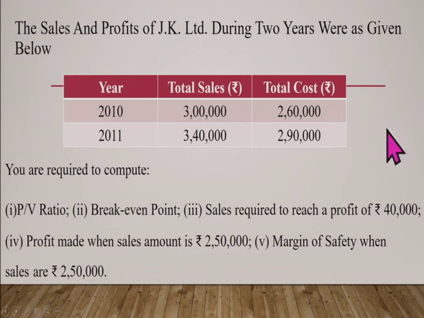In this case, first we have to calculate the profit, and after calculating the profit, we are going to calculate all of this. First we have to calculate the PV ratio, the break even point, the sales required to reach the profit of 40,000, the profit made when sales are 2,50,000, and the margin of safety when the sales are 2,50,000. So, calculation of PV ratio.